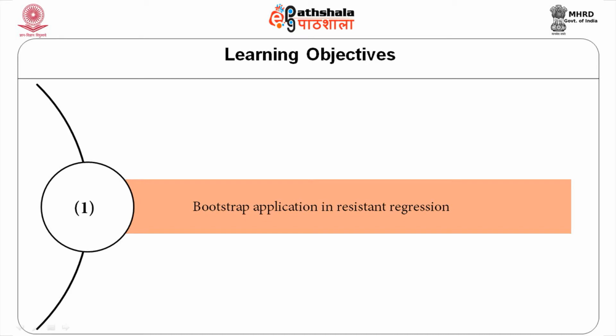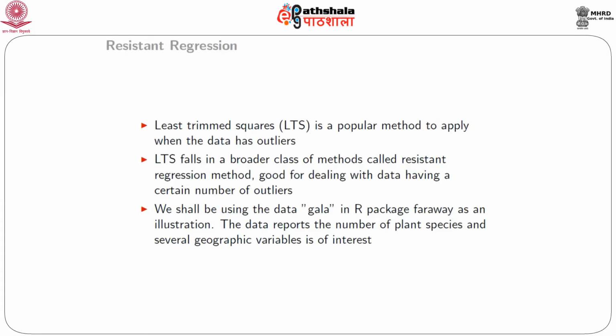So, we would be using a particular form of this method called the least trimmed square, and we would be using Bootstrap to find out the estimates or standard error of the regression coefficients. Now, it is well known that ordinary least square estimates of a regression model are very sensitive to even a small amount of contamination of the data. So, in such situations, a popular method that can be used is the least trimmed squares.